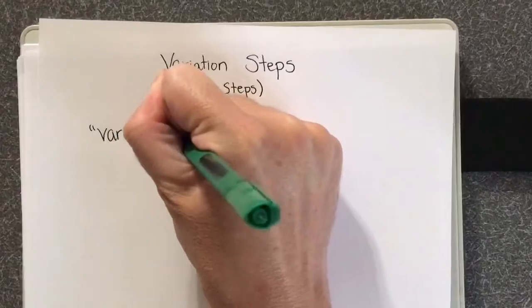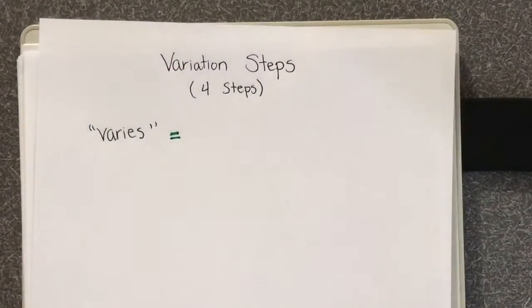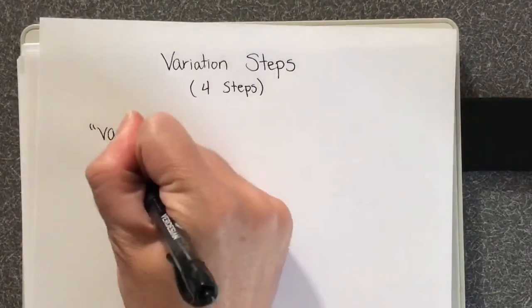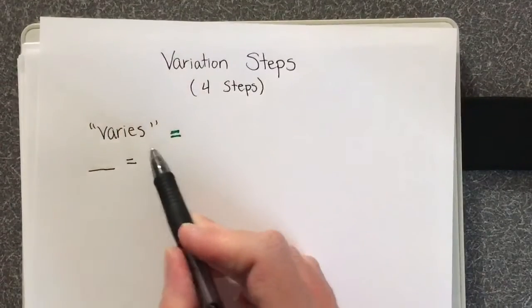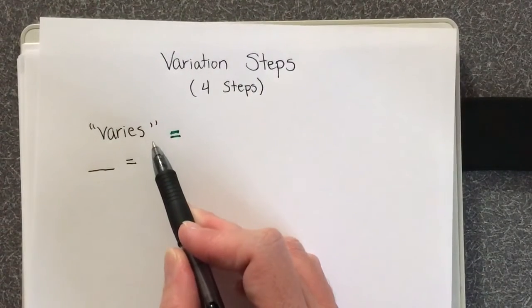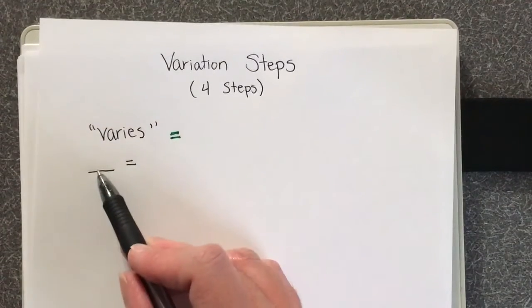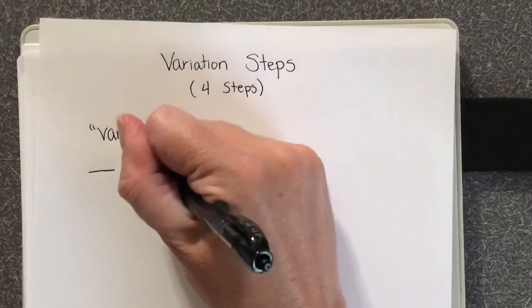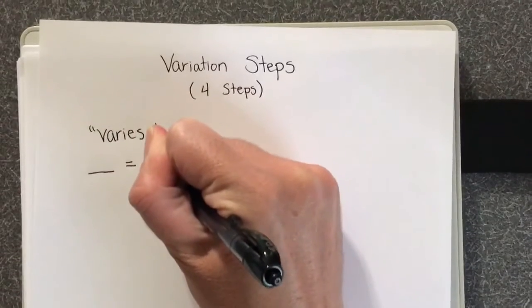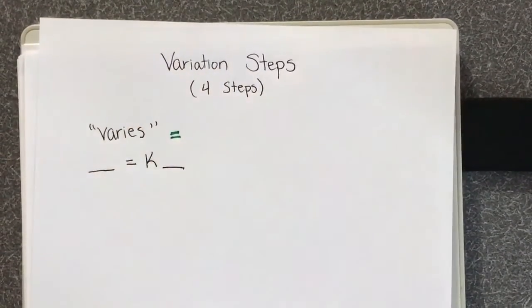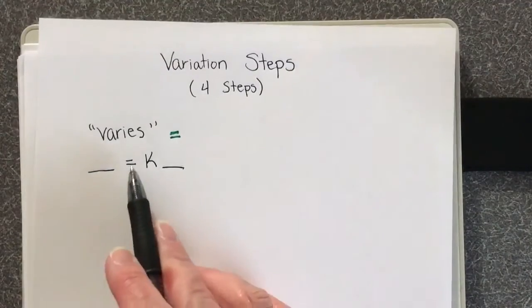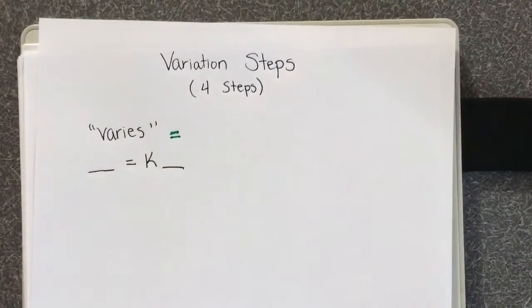So what I do when I set it up, it's always going to be something equals. Well, after the word varies, you're always going to have your constant of variation. So when I set it up, something equals K followed by some other number. Okay? So varies means equals, and I immediately write down equals K.